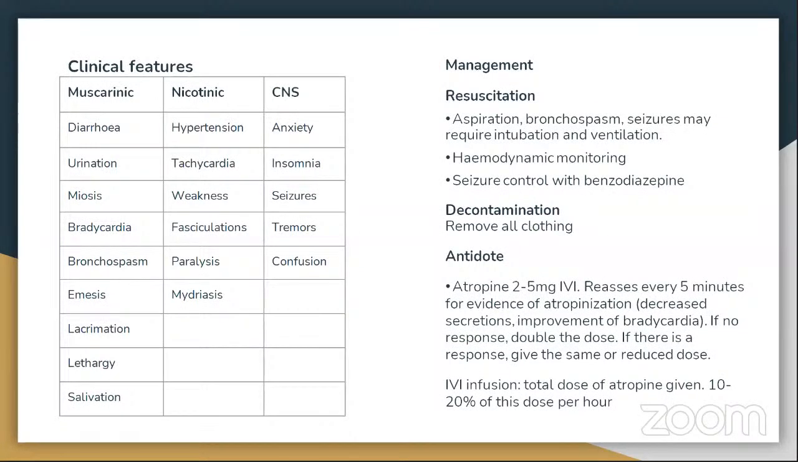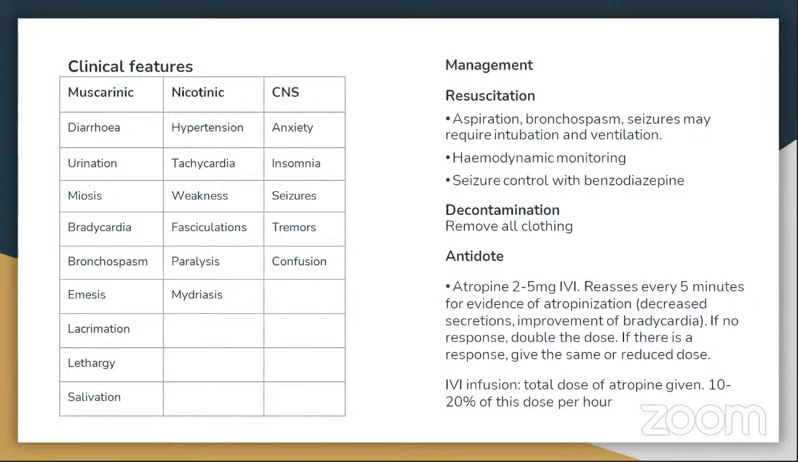For muscarinic features, DUMBBELS is a common mnemonic that we use. They present with diarrhea, urination, miosis, bradycardia, bronchospasm, emesis, lacrimation, lethargy, salivation. Another B that is worth reporting is bronchorrhea. And the nicotinic features: hypertension, tachycardia, weakness, fasciculations, paralysis, mydriasis. And then they also present with CNS features: anxiety, insomnia, seizures, tremors, confusion.